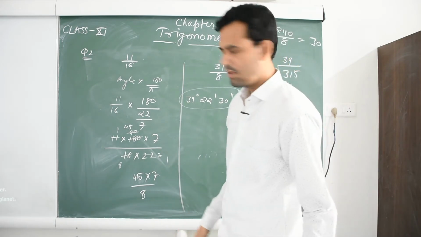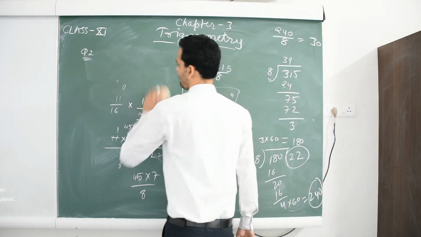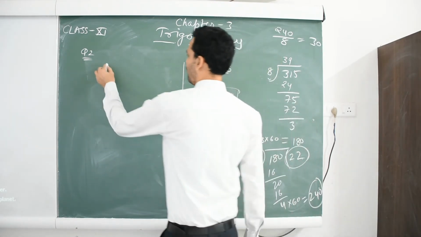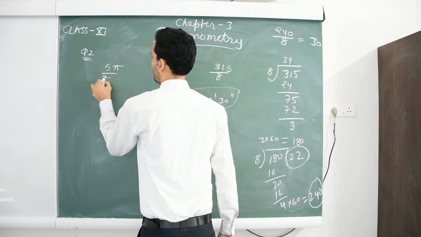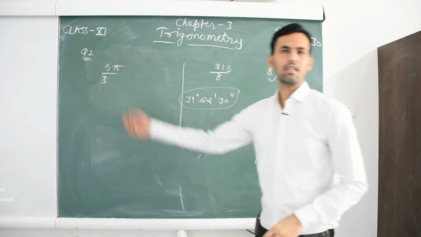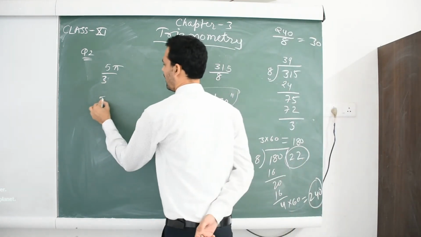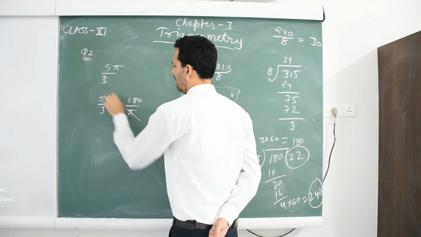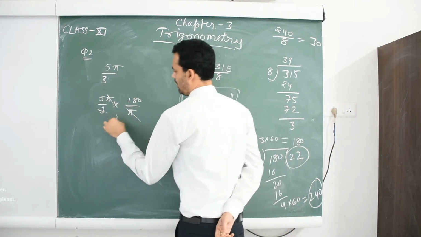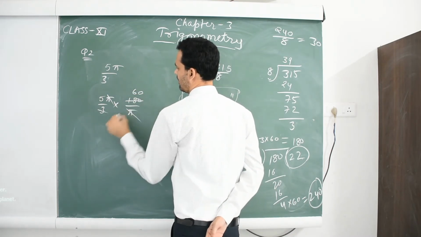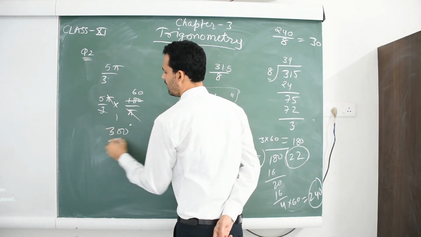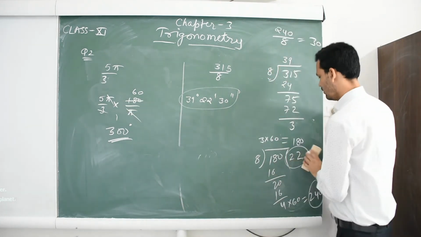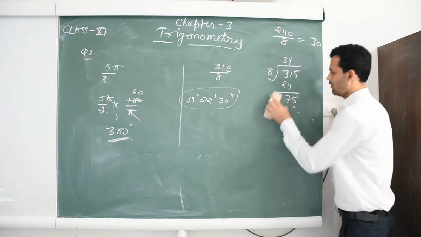Now next question. If the question is in the form 5 pi by 3 and we have to change this into degrees, then 5 pi by 3 into 180 upon pi. Pi cancels by pi, 3 into 60. So this is 300 degrees. Okay, so this is question number 2. Now some more questions of this exercise.